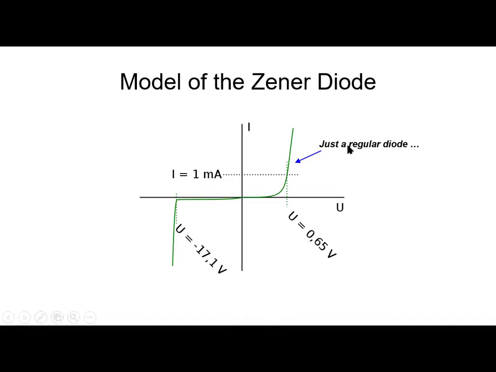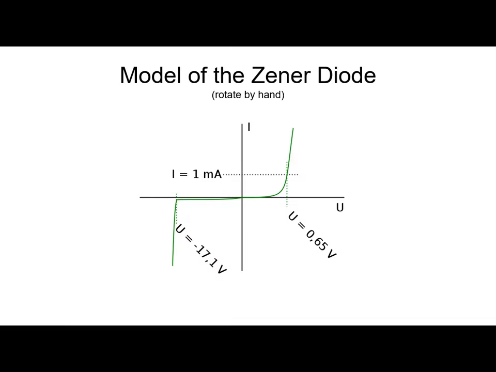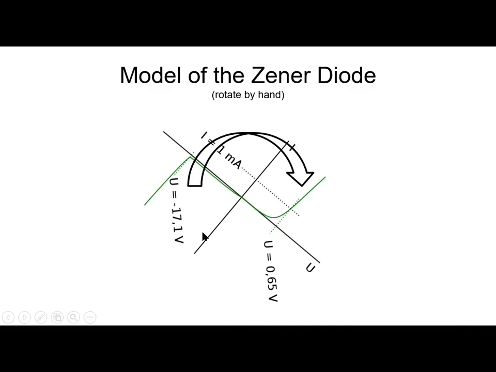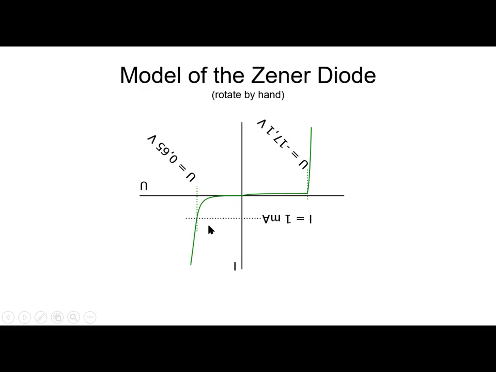A regular diode, I insist, and the Zener diode zone, that zone of operation, the third quadrant, because we will be operating on the third quadrant. Let me rotate this diagram so that the third quadrant becomes the first one. That's where we will operate, right? Like this. That's where we will operate. Excellent.